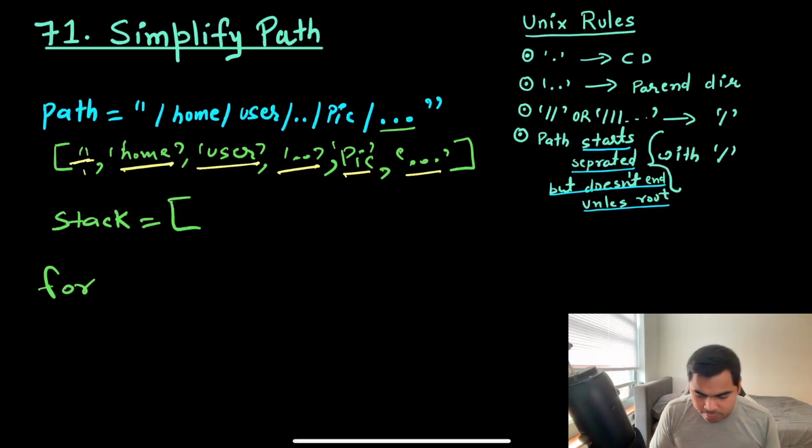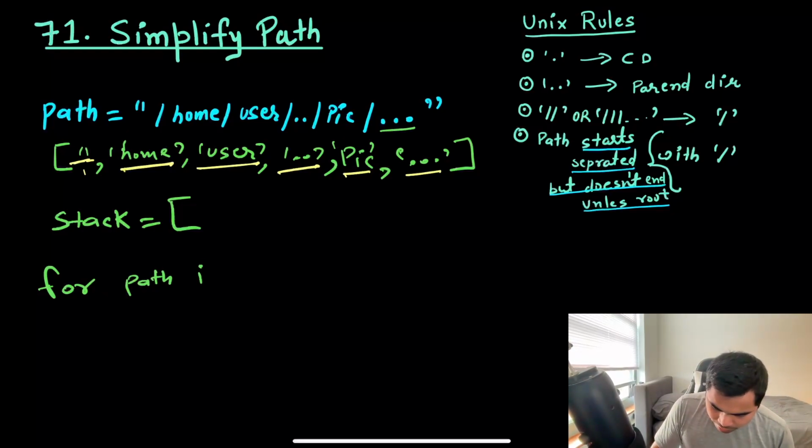Those are the values that we're going to work with. We'll have our stack ready to append the values. But before that, let's start a for loop. I just want to write a little pseudocode here. So for path value in paths, or maybe I'm just going to call it P.